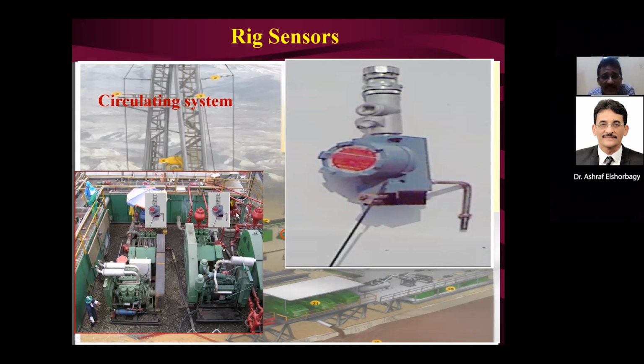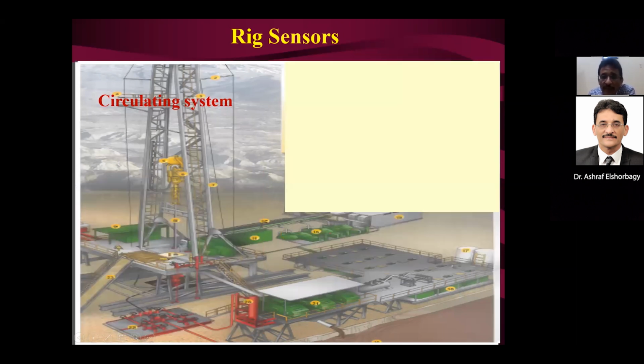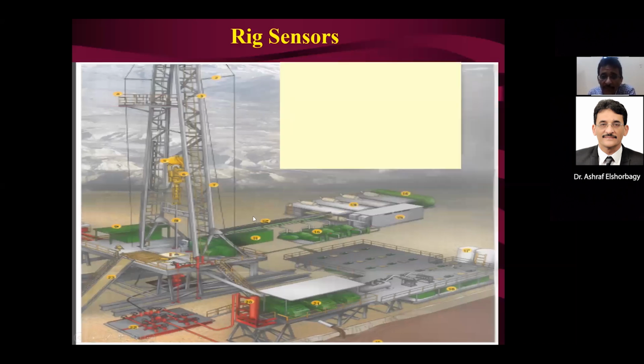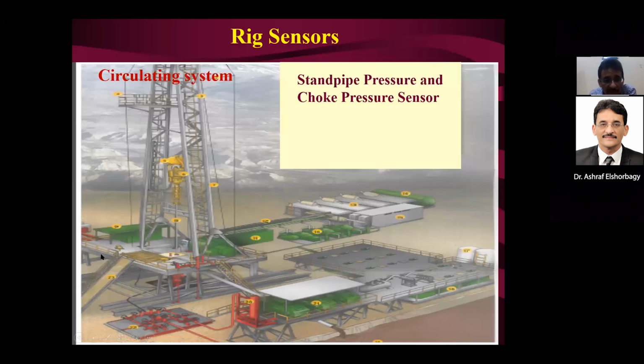For the circulating system also, after the pumps start to pump the mud, can you remember? Yes, starting from the pits, go to the pump, and from the pump we go to what's called the standpipe. What is the standpipe? It's a steel pipe at the side of the derrick, which pumps the mud. In this standpipe we have a sensor. The sensor is fixed, as you see here.